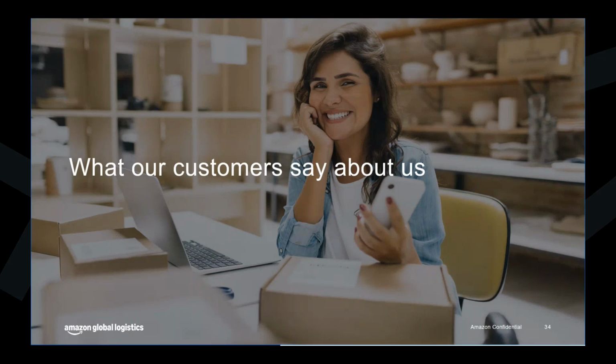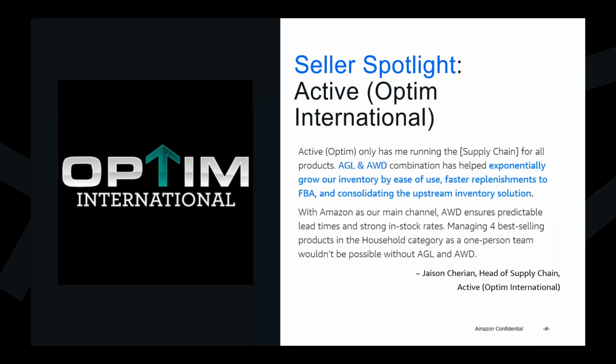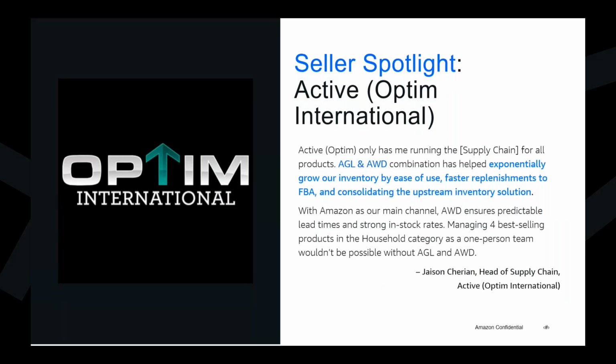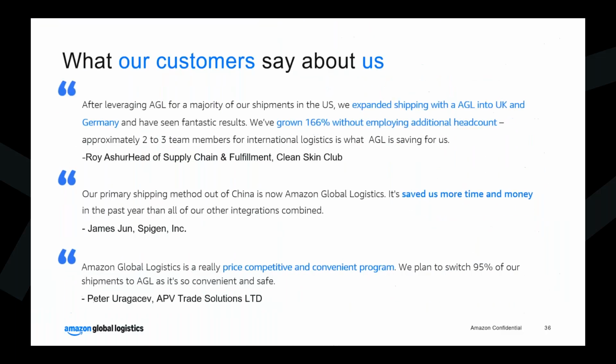What customers say about us, this is on Amazon Global Logistics in specific. You can see here the seller spotlight, where one of our sellers, Active or Optim International, actually mentioned that they were able to really grow their business through faster replenishments to FBA when they were using the AGL and AWD combination in the US marketplace. You can also see here a few more seller testimonials.